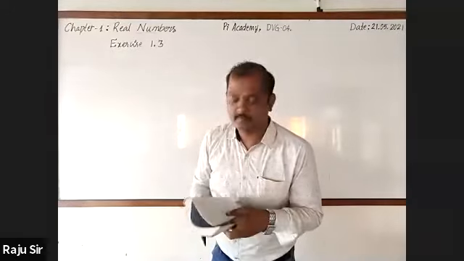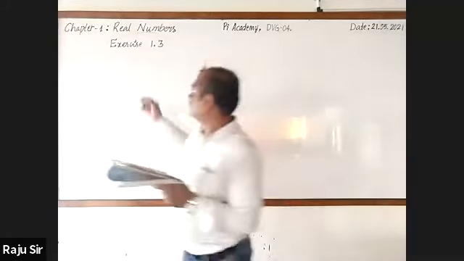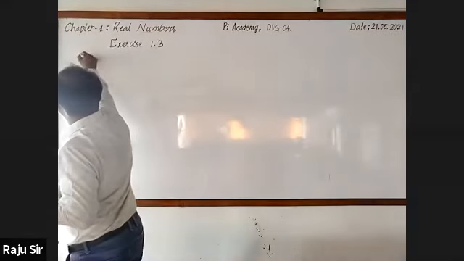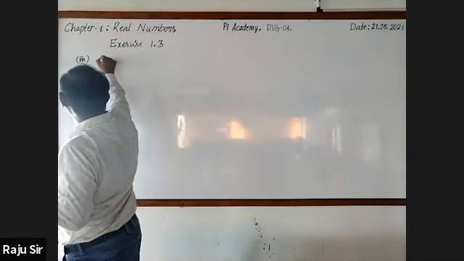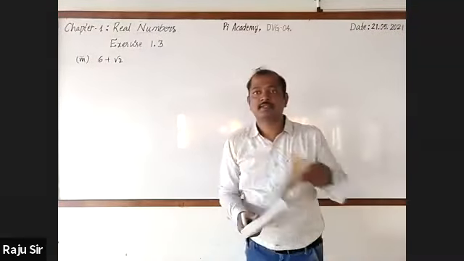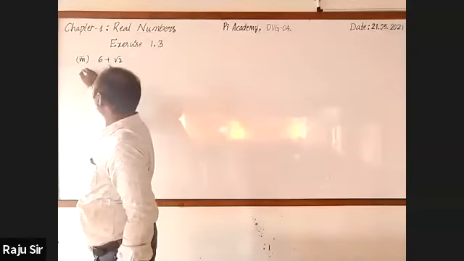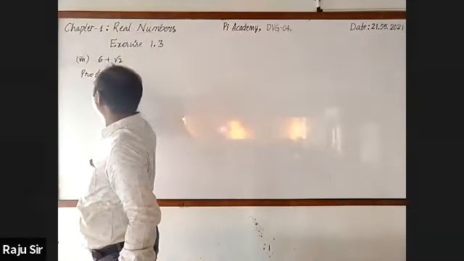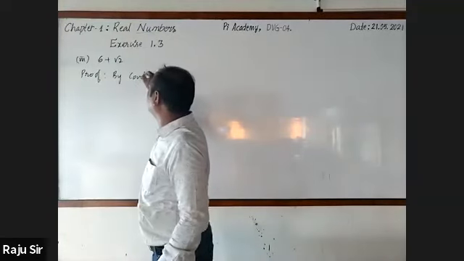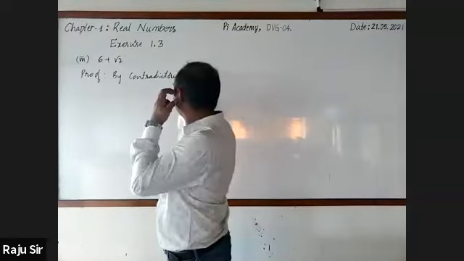Got the question? It is 6 plus root 2. Let's go for proving this as irrational. Prove again by the contradiction method.